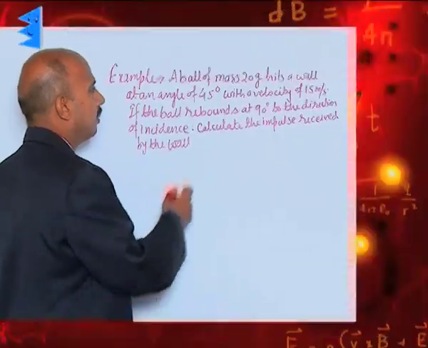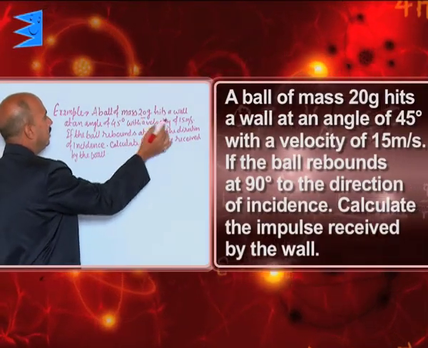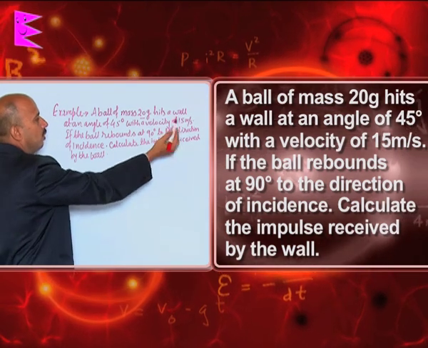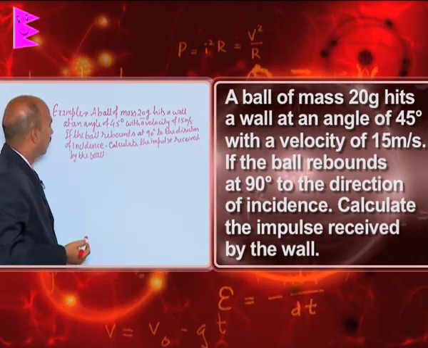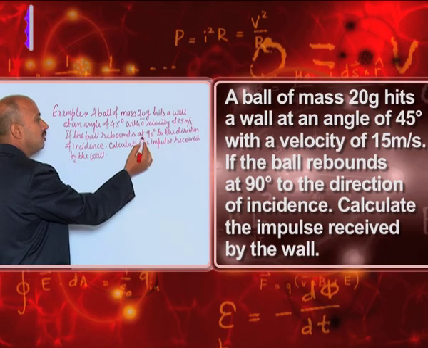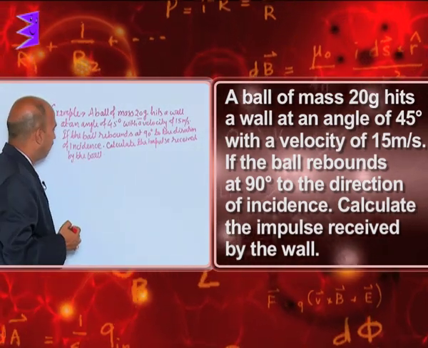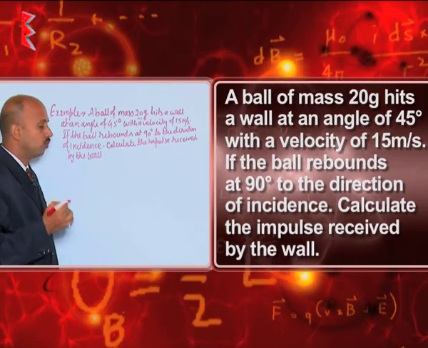Now see in this example, a ball of mass 20 gram hits a wall at an angle of 45 degree with a velocity of 15 meter per second. If the ball rebounds at 90 degree to the direction of incidence, calculate the impulse received by the wall.